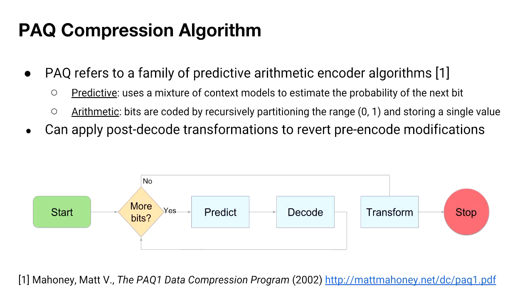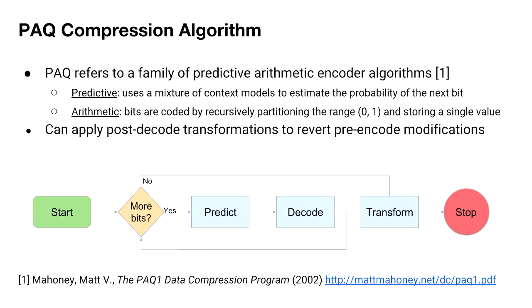All right, so what does PAQ look like? It's really a whole family of algorithms, and I think the author Matt Mahoney is up to like PAQ-9 right now, with tons of different letters after each one for small variations. But generally, they're all basically trying to do two things that make up this PAQ algorithm. The first is that they use this mixture of context models to predict the probability for decoding the next bit. And I'll talk more about that.